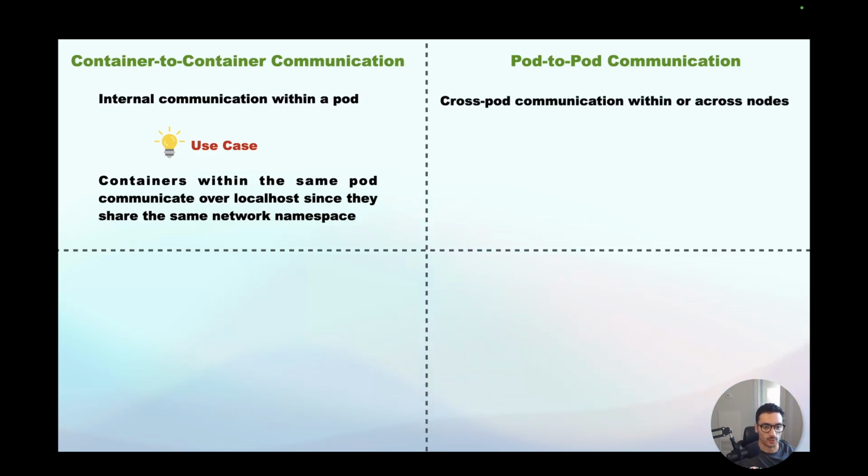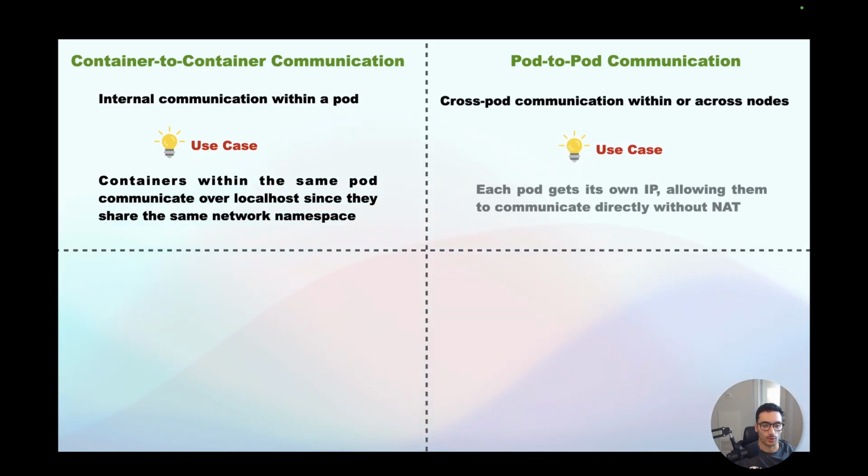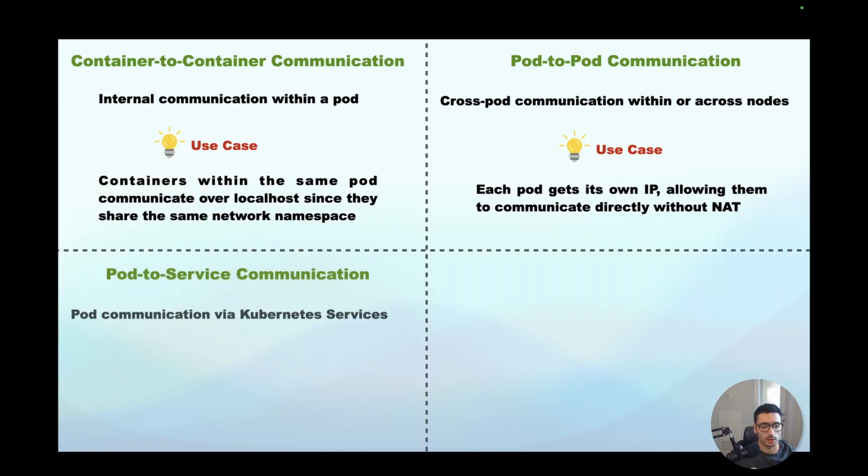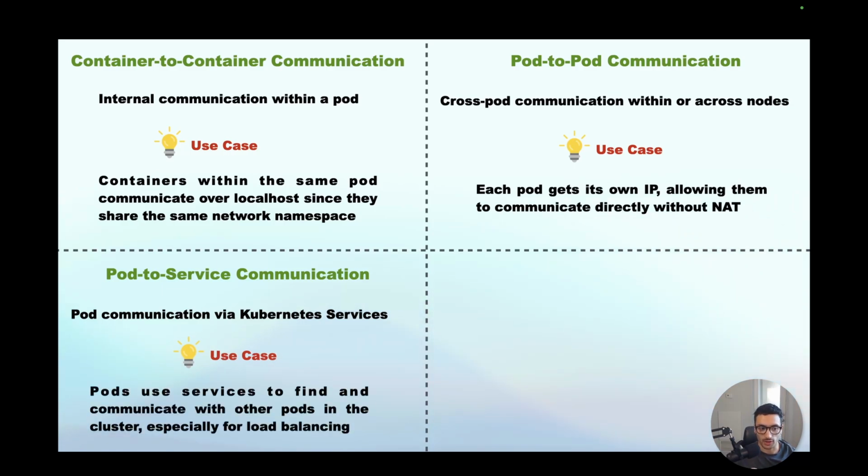Pod-to-pod communication. This is cross-pod communication within or across nodes. For the use case, each pod gets its own IP, allowing them to communicate directly without the use of NAT. Service communication: pods communicate via Kubernetes services. For the use case, pods use services to find and communicate with other pods in the cluster, especially for load balancing.